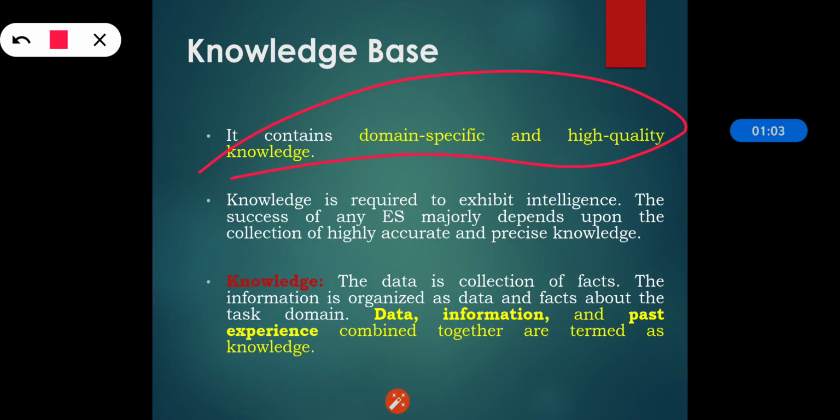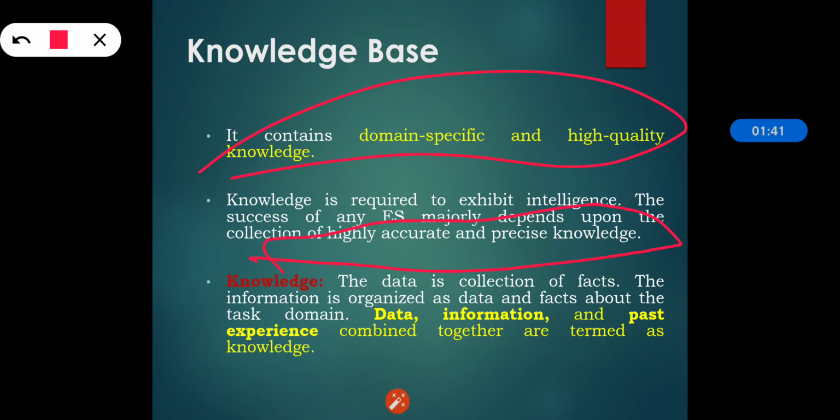Knowledge is generally required to exhibit intelligence. The success of any expert system majorly depends upon the collection of highly accurate and precise knowledge, because when any user is asking a query, the expectation is that the user should receive an exact, accurate answer for that query, and that's why the success and the accuracy of the expert system depend on the collection of accurate and precise knowledge. So what does knowledge mean?